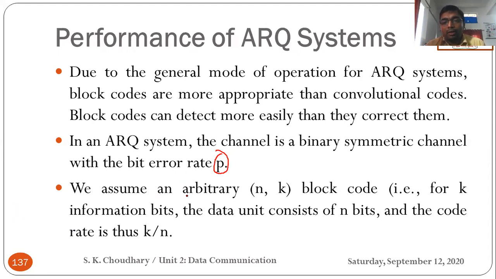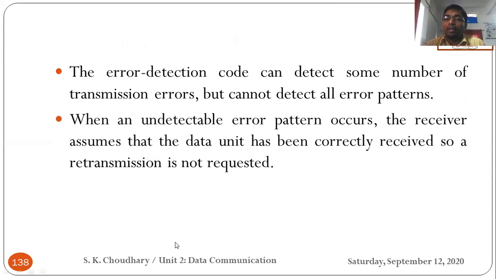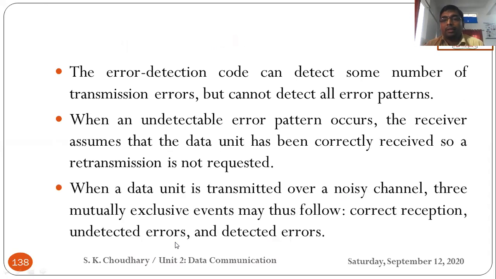Okay, so for example, we take an arbitrary block code (n, k), where k is the information bits and n is the code word length. So the code rate is k upon n. For that example, the error detection code can detect some number of transmission errors, but we are not able to detect all errors, only a limited number of errors. We know that we can only detect 1 bit or 2 bit errors. When undetectable error patterns occur, the receiver assumes that the data unit has been correctly received. This is also one of the flaws of block coding. Sometimes it looks like there is no error, but actually there are errors.